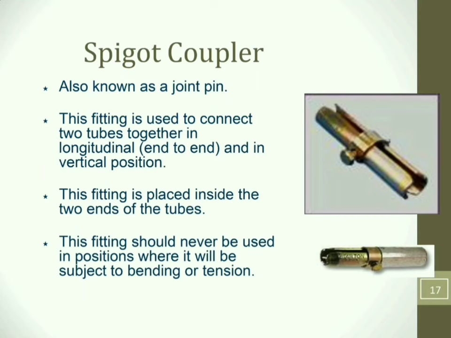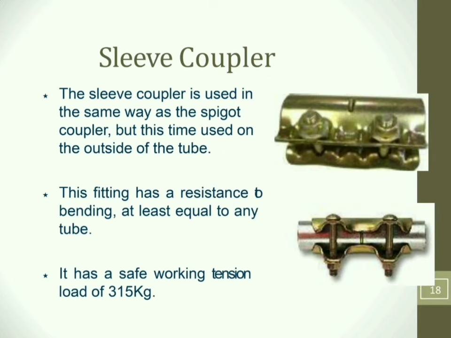The next one, sleeve coupler. The sleeve coupler has a safe working tension load of 315 kgs only. The sleeve coupler is used in the same way as the spigot coupler, but this time used on the outside of the tube. This fitting has a resistance to bending at least equal to any tube.